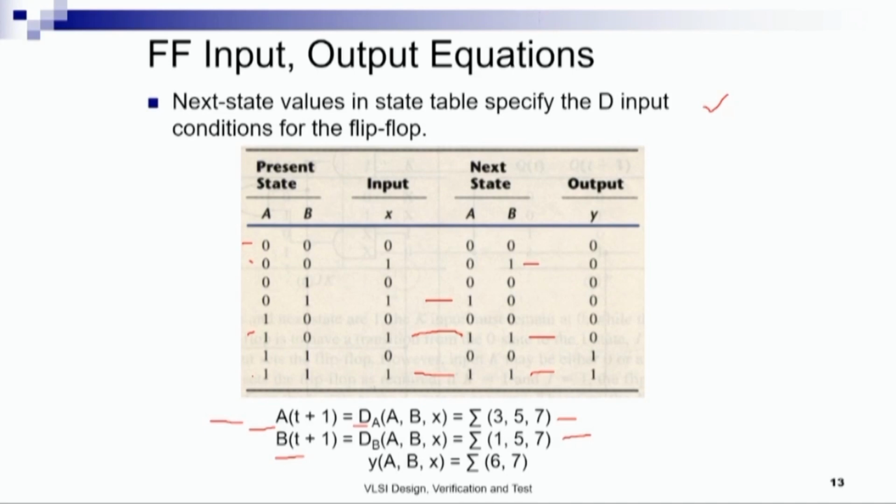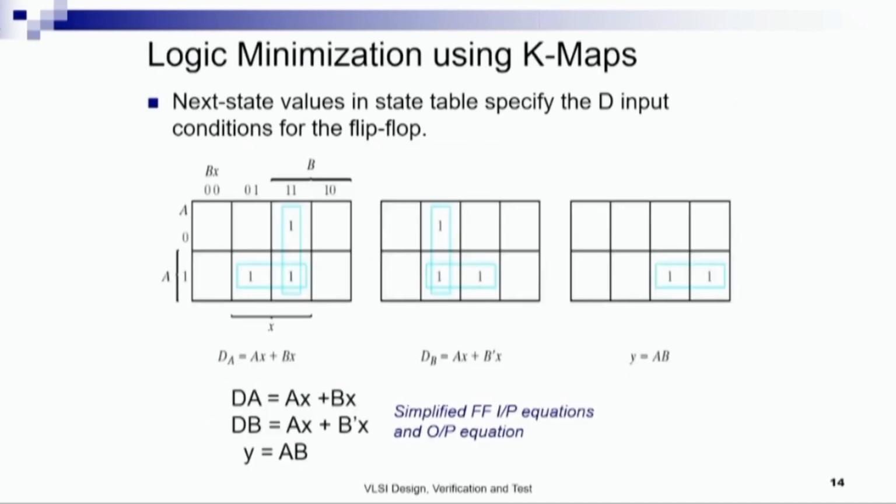And the output Y(A,B,X) = Σ(6,7). Why? Because the output is 1 in these two rows. So this is minterm number 6 and minterm number 7. So after we have obtained the conditions for which the flip-flop inputs and the outputs should be 1, we will try to do a logic minimization. Here we have shown a very simple logic minimization using Karnaugh maps. So next state values in the state table specify the D input conditions for the flip-flop.